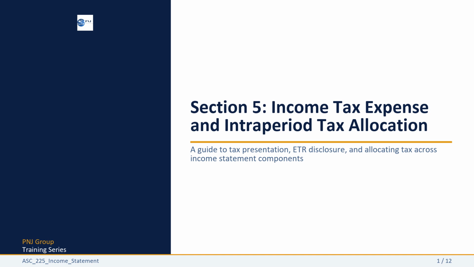Welcome to Section 5 of the ASC 225 Income Statement Training Series. In this section, we turn our attention to income tax expense, how it is presented on the income statement, what disclosures are required in the notes, and how tax effects are allocated across the different components of income and equity. This is a critical area where presentation errors can significantly distort a reader's understanding of financial performance.